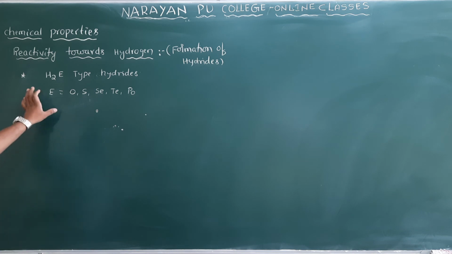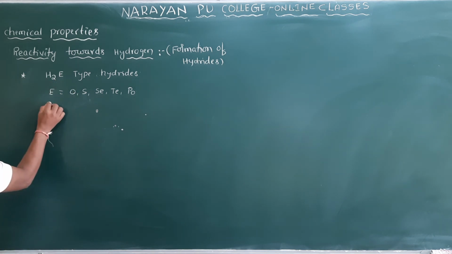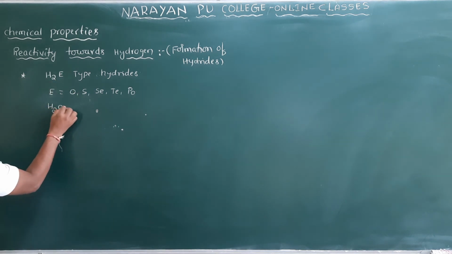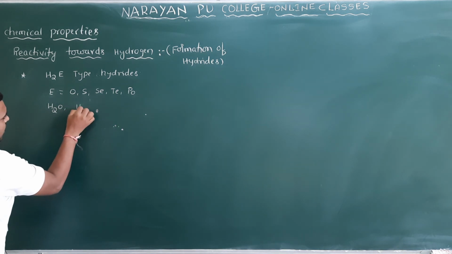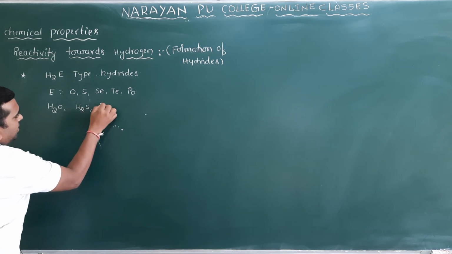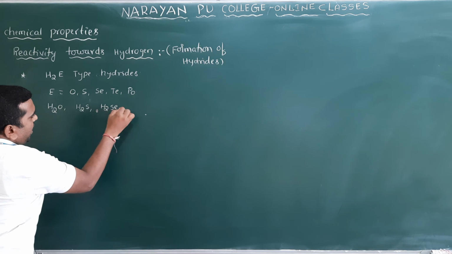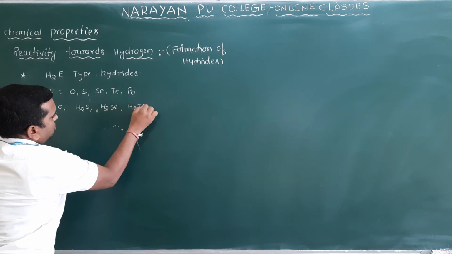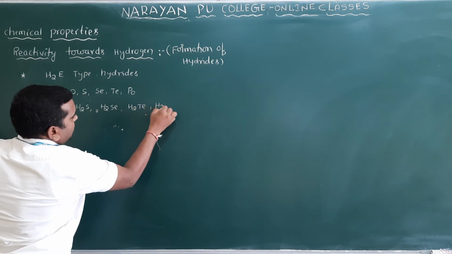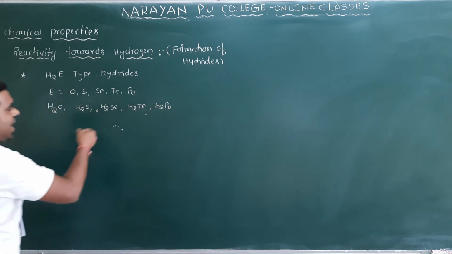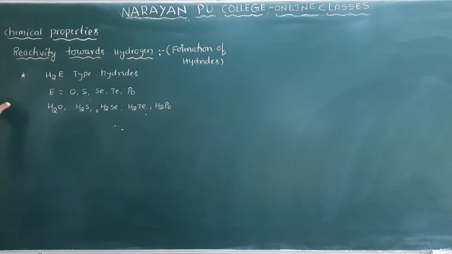If I put oxygen, I get H2O; with sulfur, H2S; then H2Se, next H2Te, and last H2Po. These are the hydrides of the 16th group elements. Now, the second point: we will discuss the structure of these molecules. What is the structure?